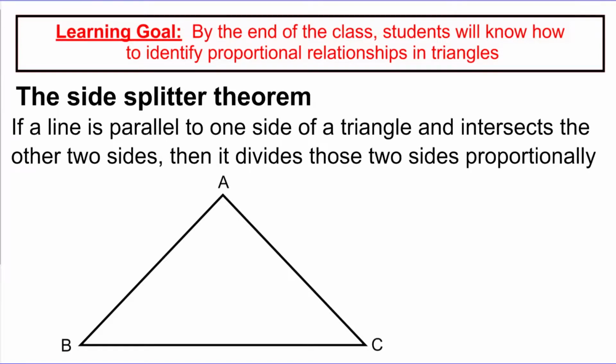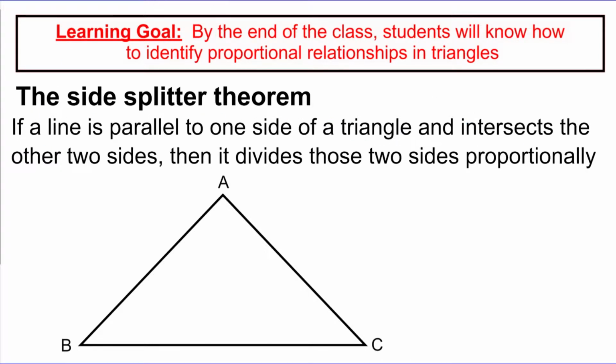We're going to introduce now three different theorems that deal with proportionality in triangles. So we're going to start off with something called the side splitter theorem. What this theorem is saying is if we're dealing with a triangle and we draw a line segment inside of the triangle that is parallel to any one of the three sides in the triangle. Let's just start off with that part of it. It says if a line is parallel to one side of a triangle.